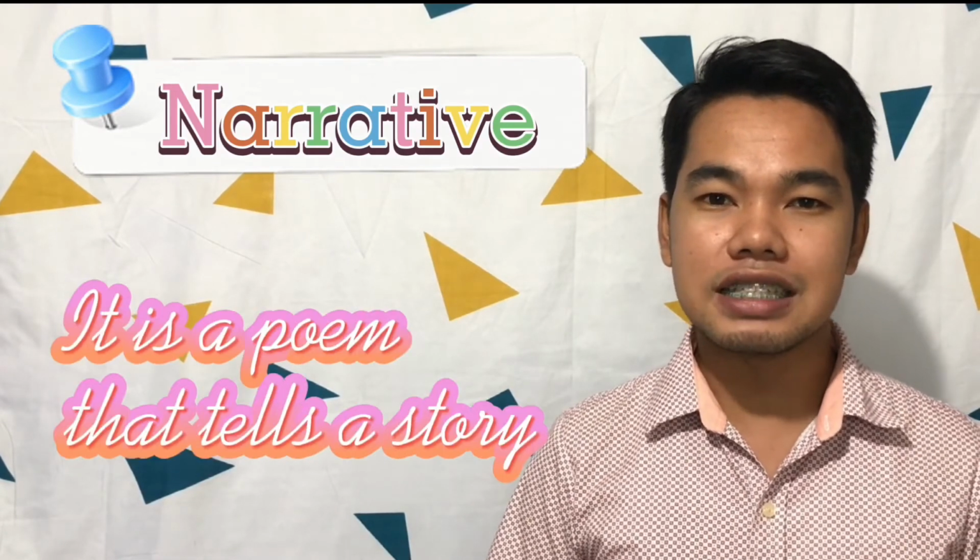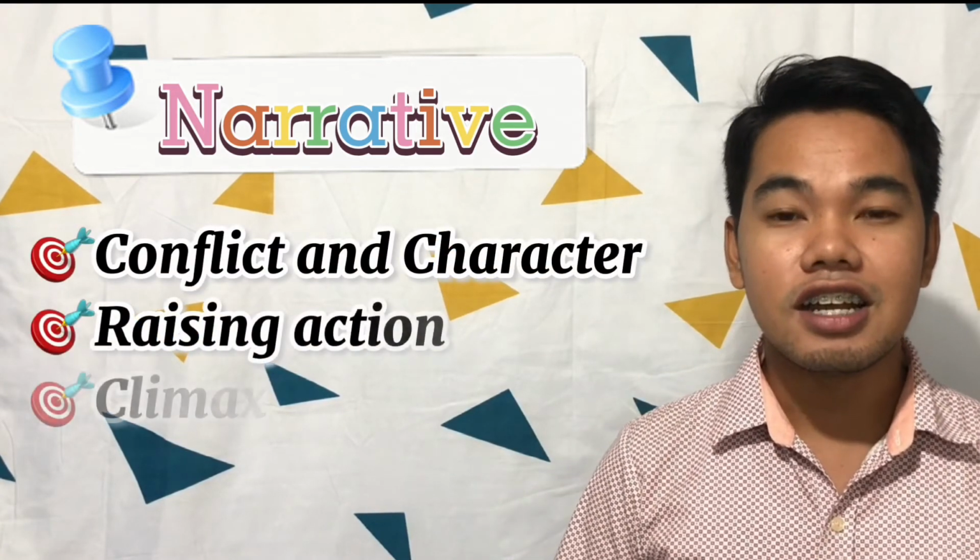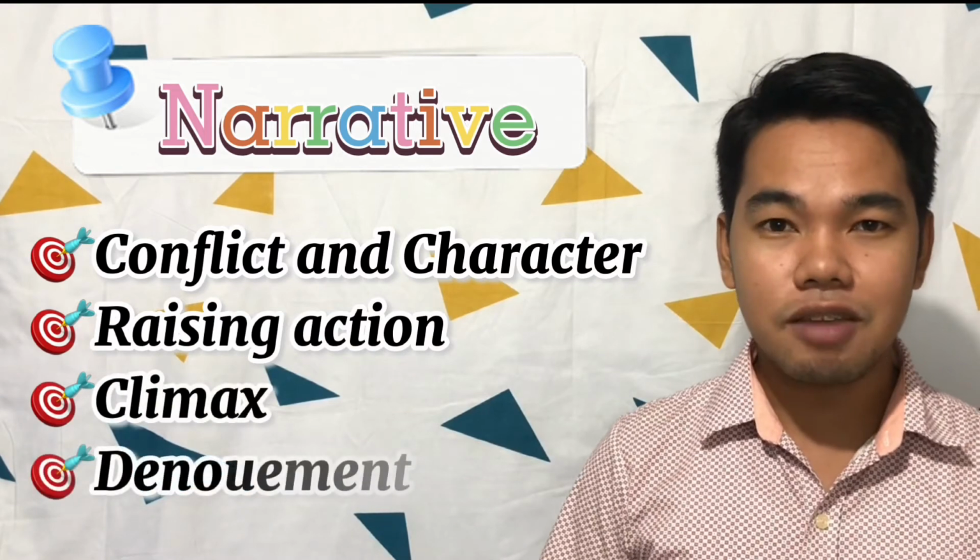Next type of poetry is narrative poetry. It is a poem that tells a story. Its structure resembles the plot line of a story. When we say plot, it includes the following: the introduction of the conflict, the characters, rising action, climax, and the denouement. The most common types of narrative poetry are ballad and epic.